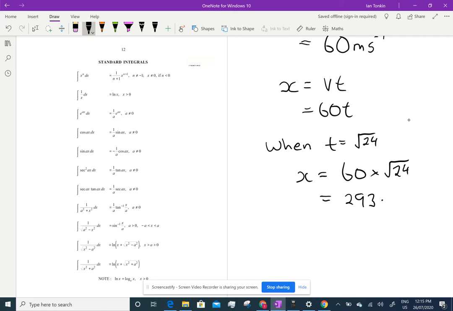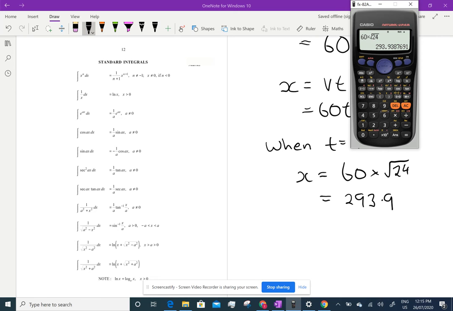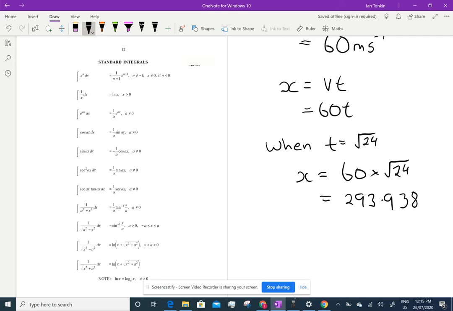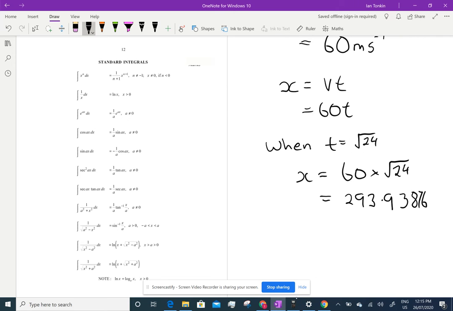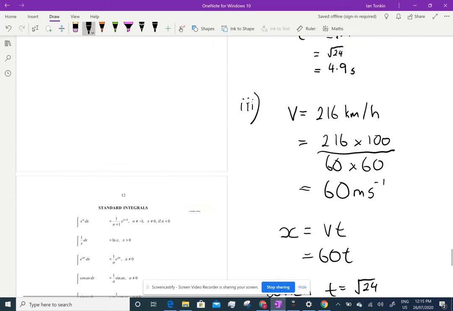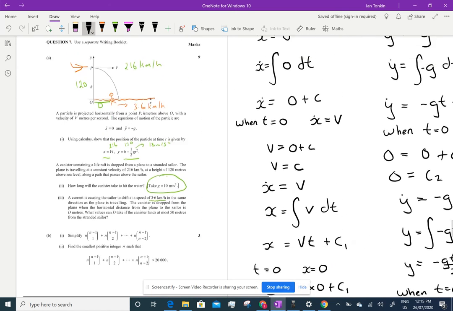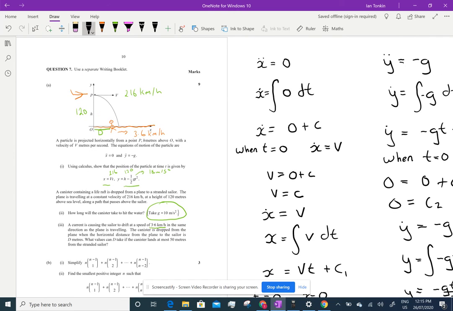293.9. What else was in there? Let's show them how smart we are. 387691. Righto. So that's how far this thing is going to travel when it gets dropped. So it's going to land there, and it's going to land at 294 meters from when it leaves the plane.